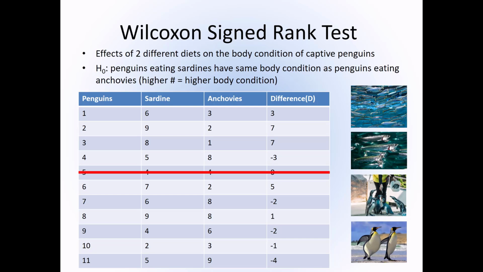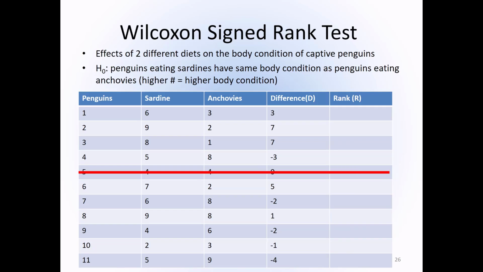So this particular individual, penguin 5, did not exhibit a difference in its body condition when it was fed sardines versus anchovies, and its difference is 0, so we can then remove this from our consideration and move forward with the analysis. After we have these differences calculated, we're then going to calculate the ranks of these differences. And we're going to rank them based on their proximity to 0.